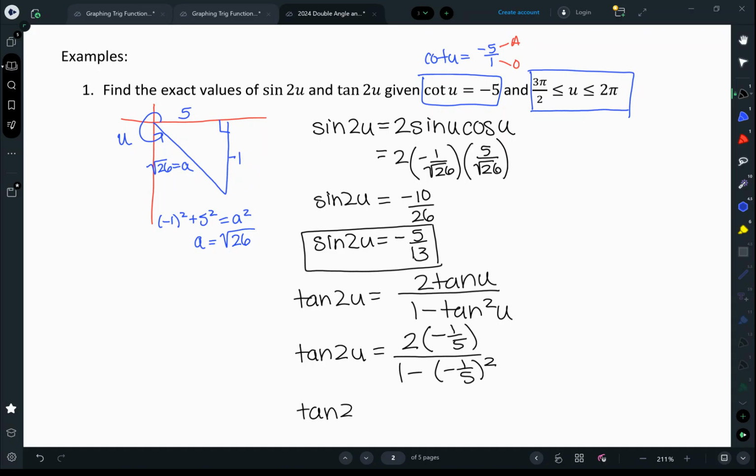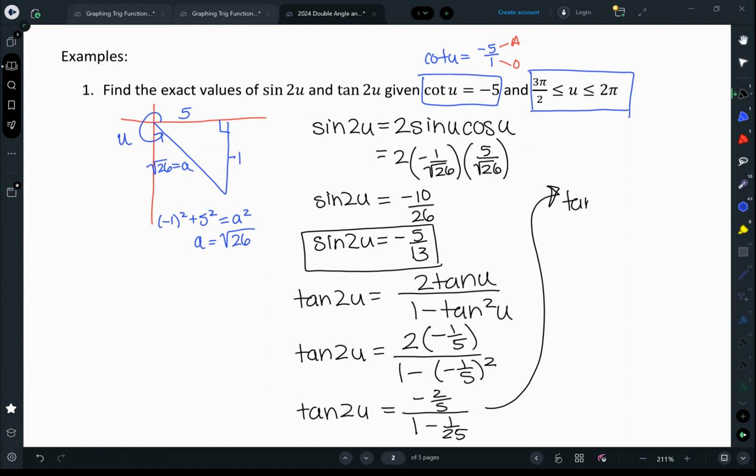And so I get the tangent of 2u. Be careful with your fractions within fractions. I get negative 2/5 all over, and then I have 1 minus negative 1/5 squared, which is going to be 1/25. So 1 minus 1 over 25. Let me just move up here.